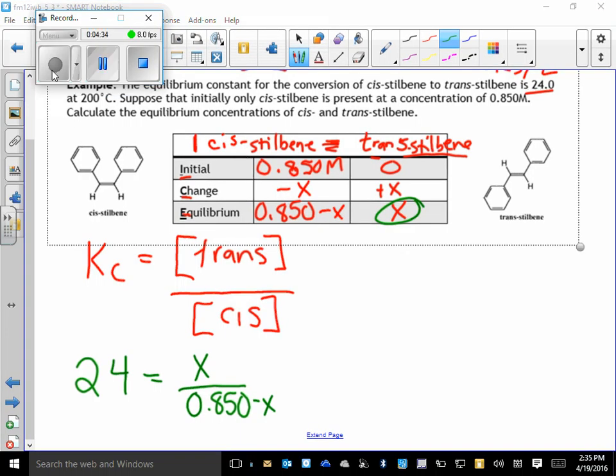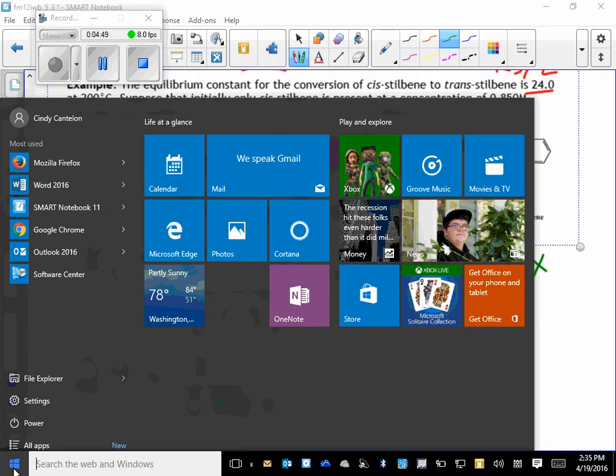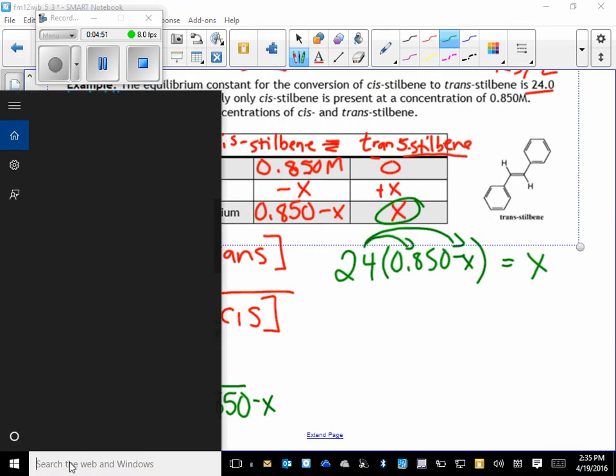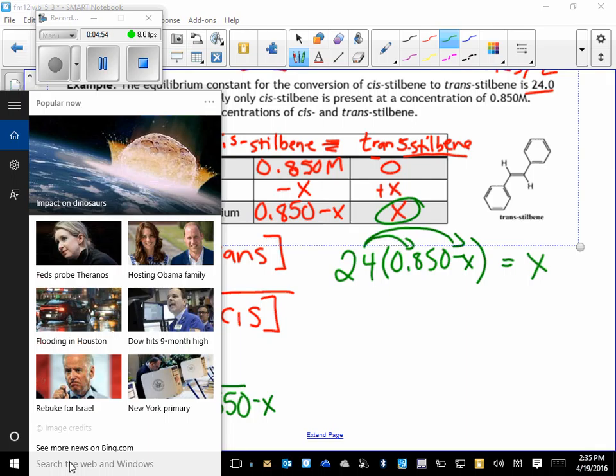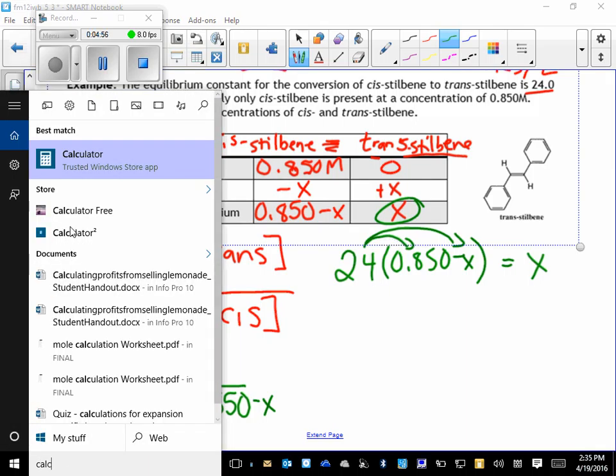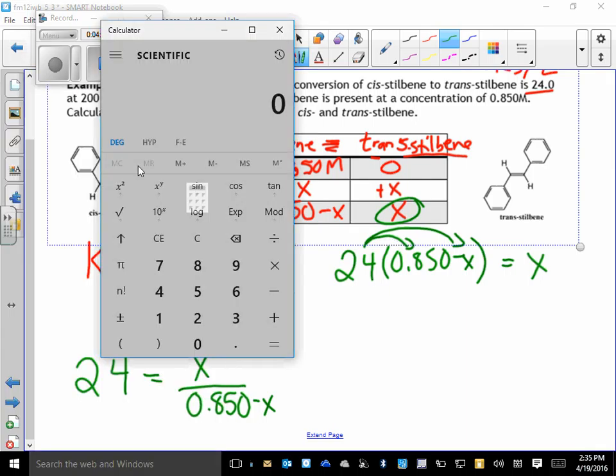Okay, so I cross multiply, and I get 24 times 0.850 minus x equals x. Now I need to distribute, I need to apply this 24. So we're going to have to get out a calculator. I need 24 times 0.85, and I get 20.4.